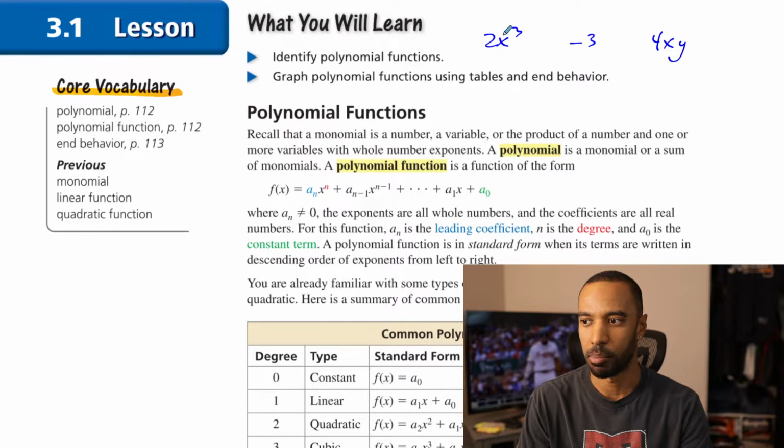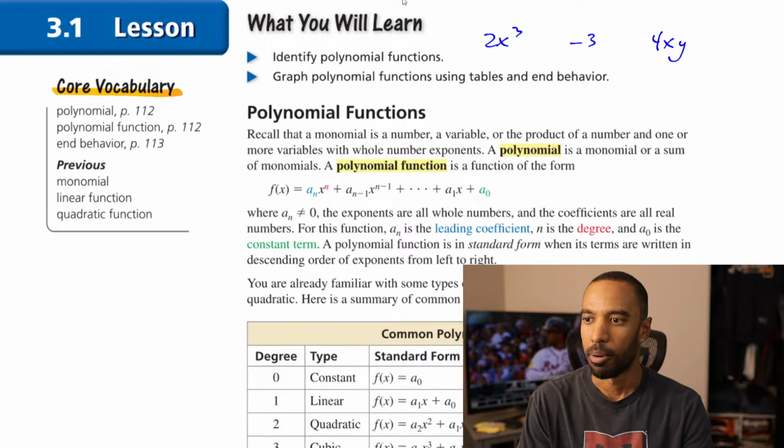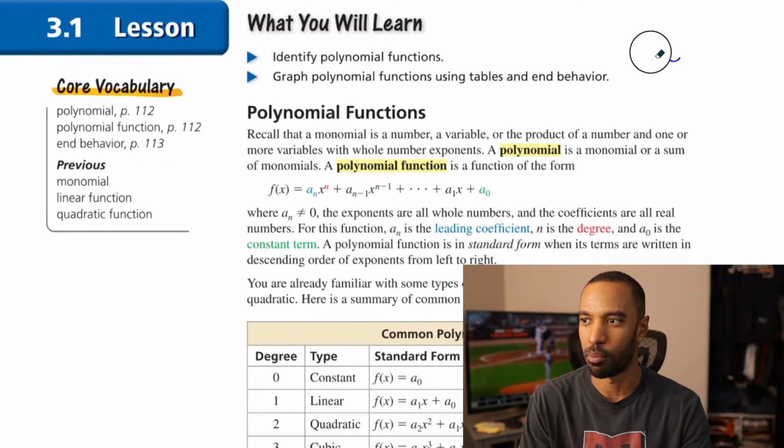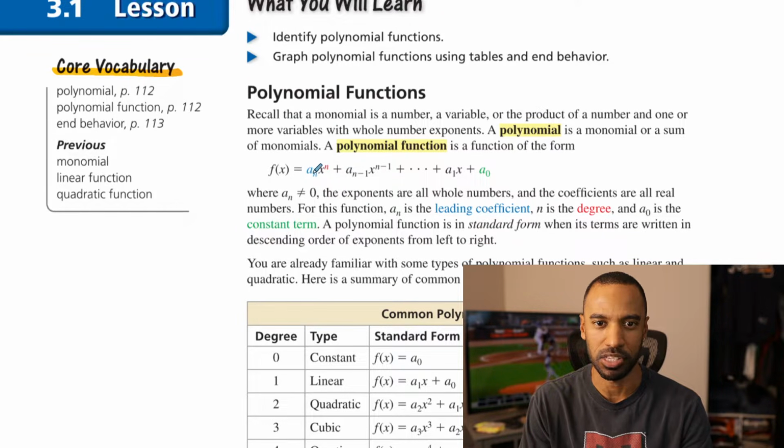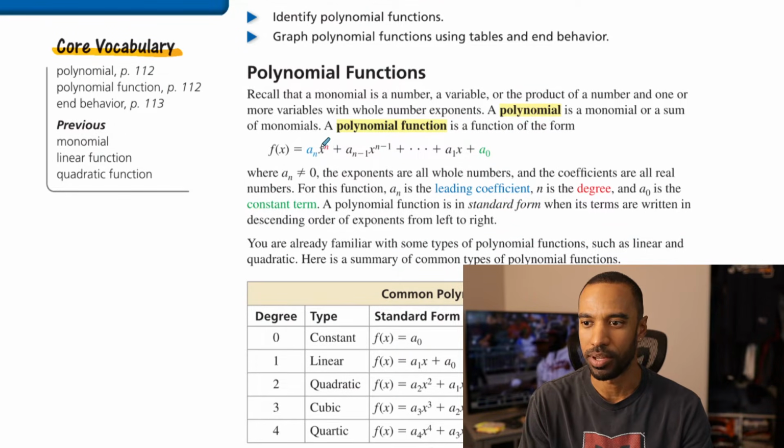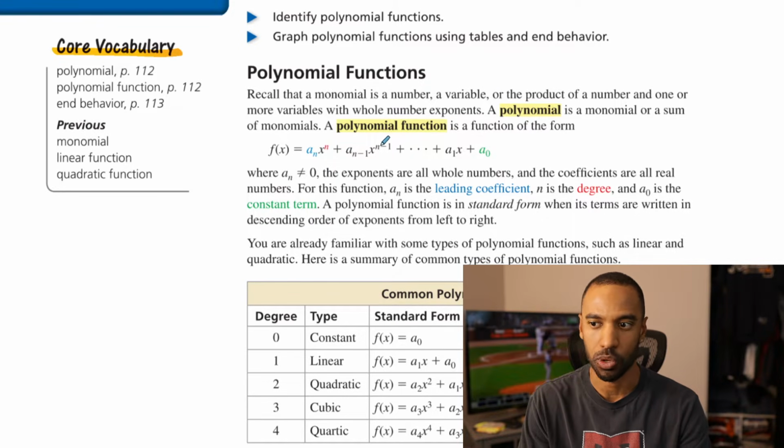A polynomial is a monomial, or a sum of monomials put together. A polynomial function is a function of this form right here, and I don't want this form to over confuse you, but basically any of these a's are coefficients multiplied by your variables raised to powers. They're writing it in standard form as well. You can see that x to the nth power is the leading term, and then they show an n minus 1 and so on, all the way to a linear term and then a constant term.